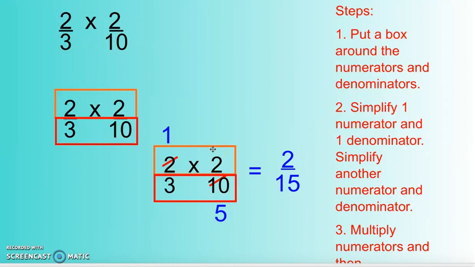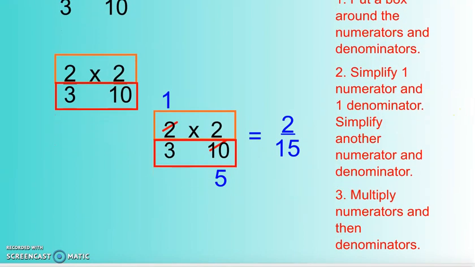Now what we cannot do is choose 2 denominators to try to simplify them. You know, if both of these were 10, we can't simplify them because one has to be out of this box and one has to be out of this box. So one has to be a numerator and one has to be a denominator. And then our last step, our third step, was we just multiplied our numerators. So we multiply straight across. 1 times 2 is 2. And then multiply our denominators. 3 times 5 is 15.